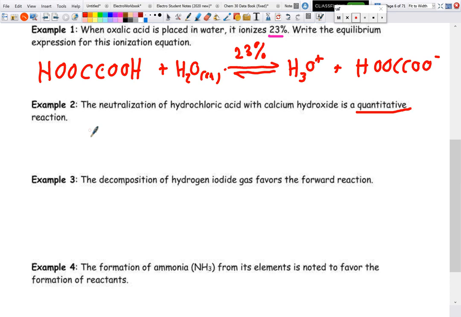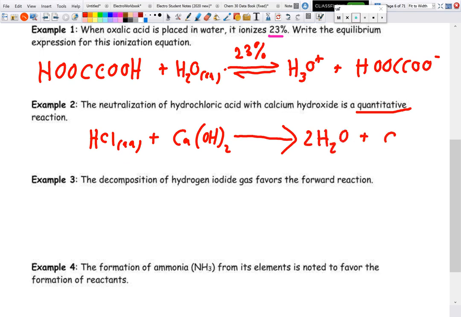So if that's the case, we've got hydrochloric acid, HCl, reacts with calcium hydroxide. It's a quantitative reaction, so we use a single arrow. Now remember, neutralization is just a fancy double replacement reaction. So we're going to get 2 H2O plus CaCl2. And to balance, a 2 goes in front of the HCl. So of course this one here is a single arrow.